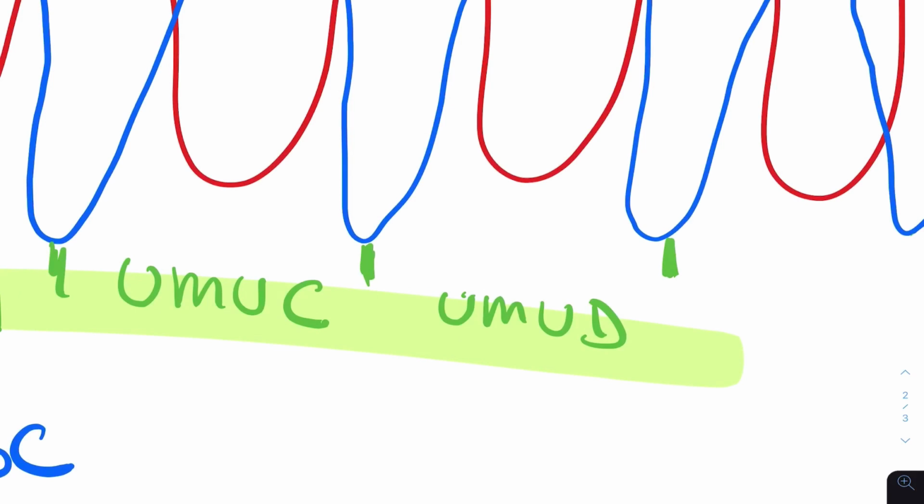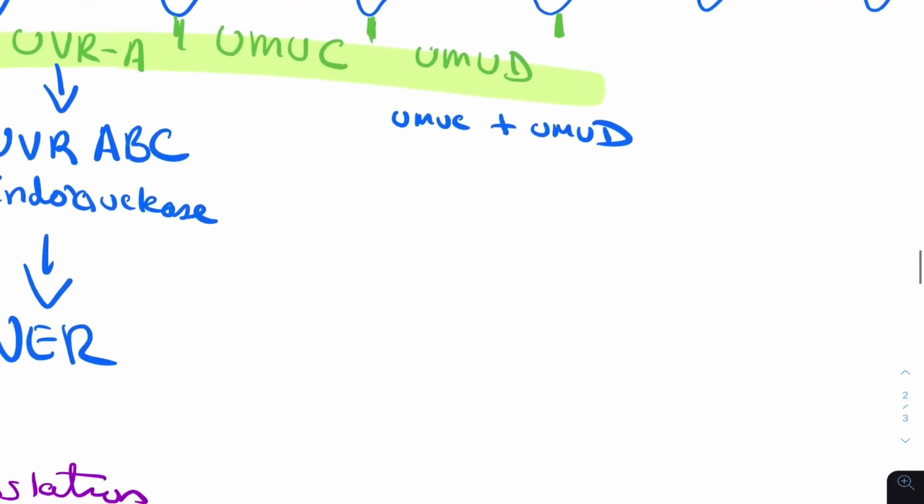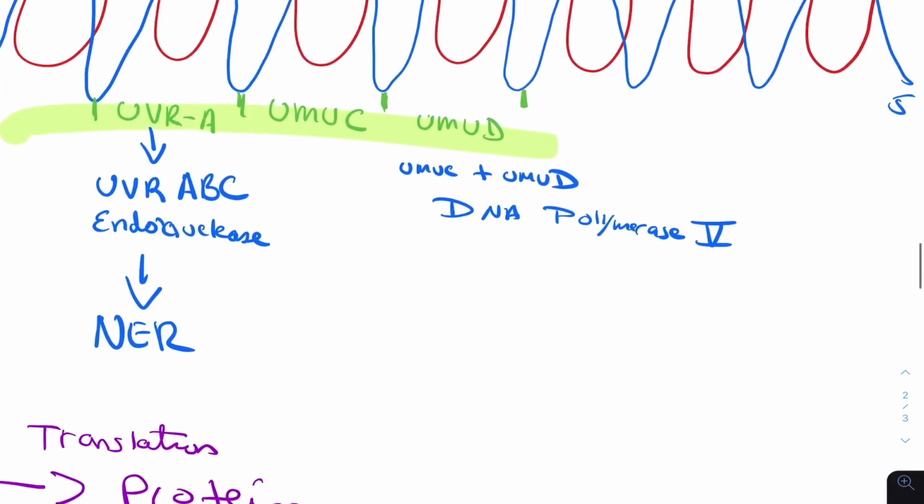So what this is going to do is this. Both UMUC and UMUD, these two genes lead to the formation of DNA polymerase 5. DNA polymerase 5 starts DNA synthesis. And again, this is just a survival pathway. So polymerase 5 ends up bypassing the lesions, and in doing so, it incorporates the wrong nucleotides more frequently, and this is what leads to mutations. But remember, it's a survival pathway that this is taking, all right?